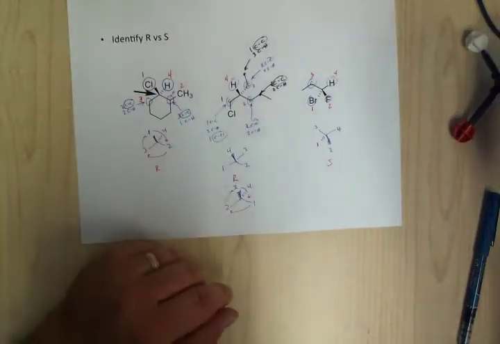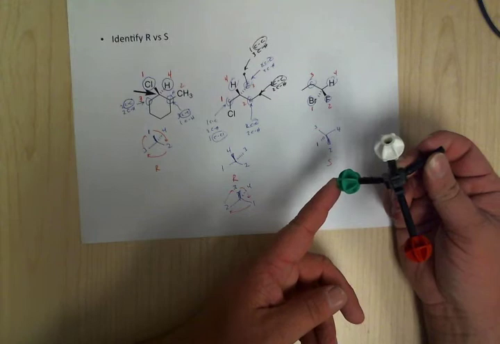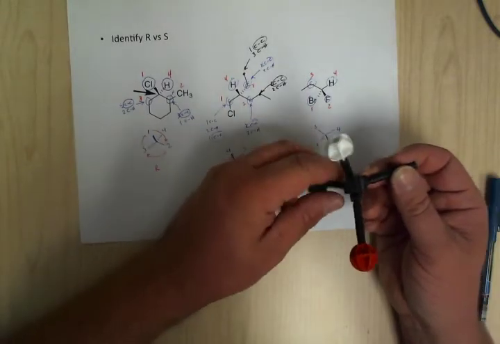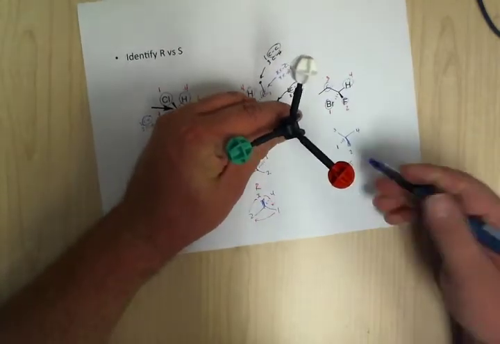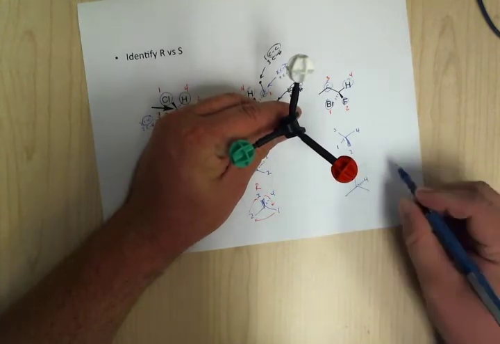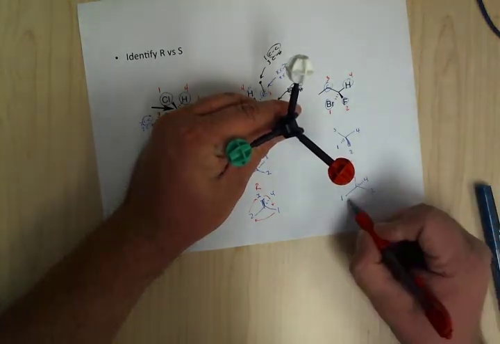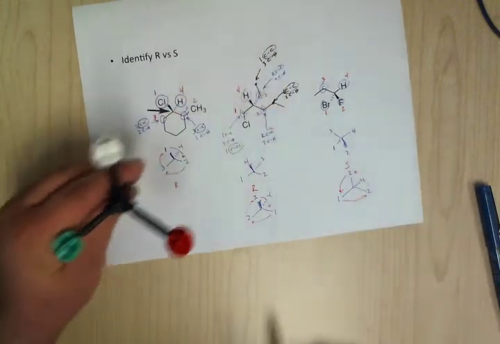Now, if you wanted to do the steering wheel method, the 1 is green, the 2 is red, 3 is white. So we would rotate it like this. We have to put the 4 behind, but now the 3 is here, 2 is over here, 1 is there. Since you're going counterclockwise around with 4 going behind, that means it's S.